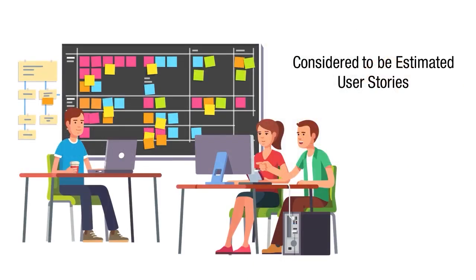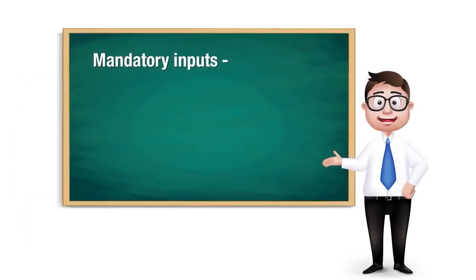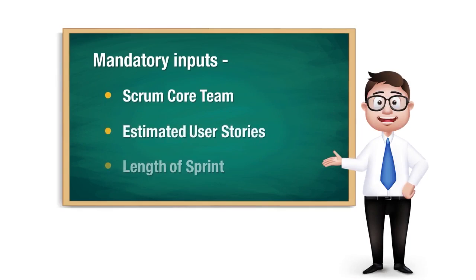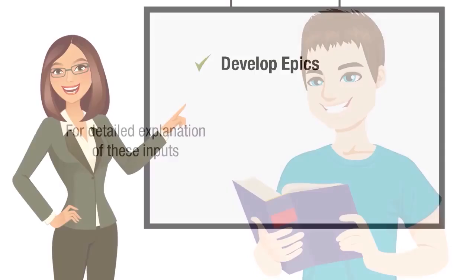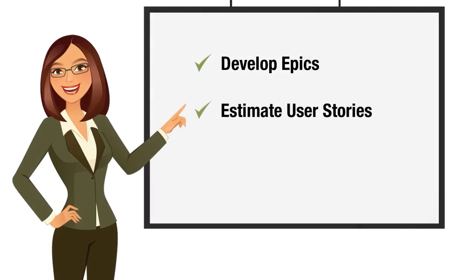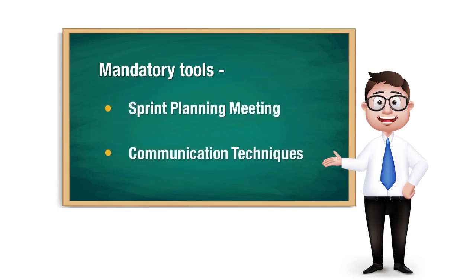The next process is Commit User Stories. The mandatory inputs of this process are Scrum Core Team, estimated user stories, and length of sprint. For a detailed explanation of these inputs, please refer to the discussion on them in the Develop Epics, Estimate User Stories, and Conduct Release Planning processes.